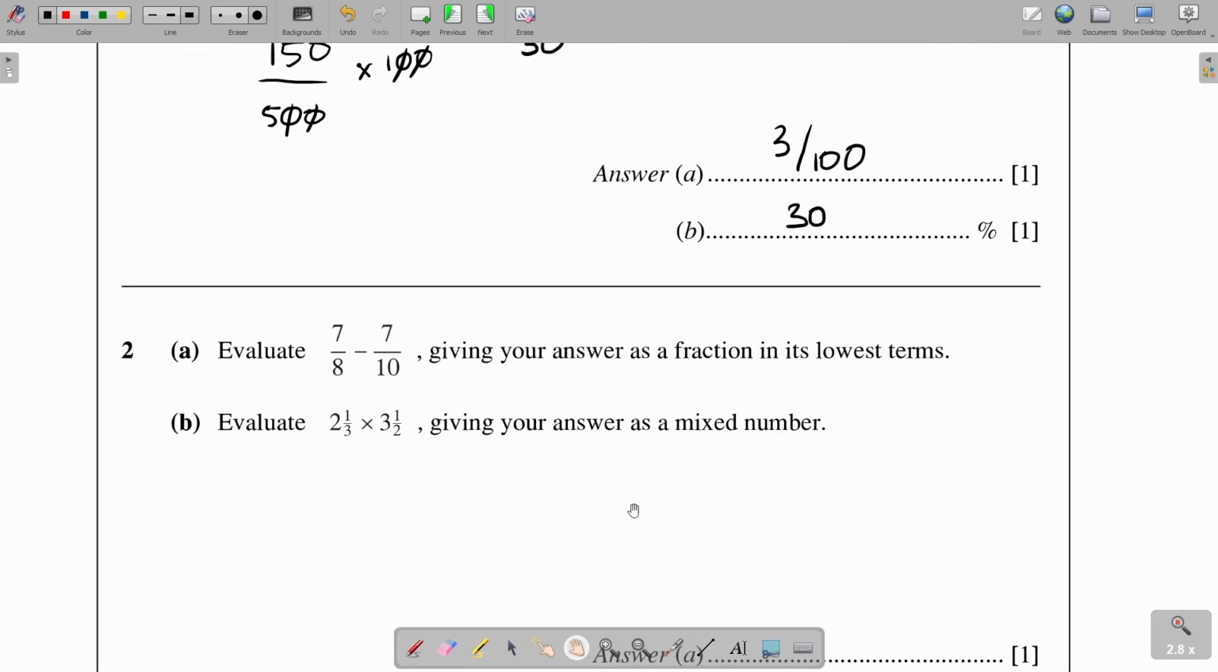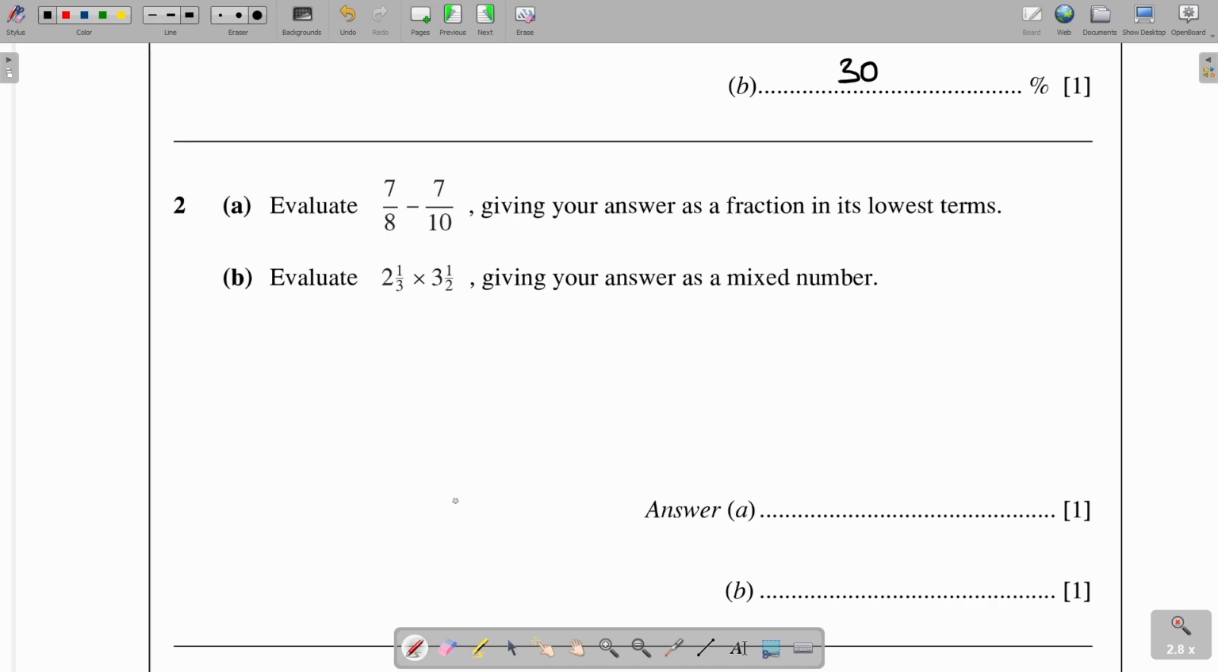All right, moving to question number 2. Okay, so question number 2 is evaluate 7 over 8 minus 7 over 10, giving your answer as a fraction in its lowest terms. All right, so if we're minusing two fractions from each other, their denominators need to be the same. So for that, we can figure out what's the lowest common multiple of 10 and 8. That would be 40. Right?